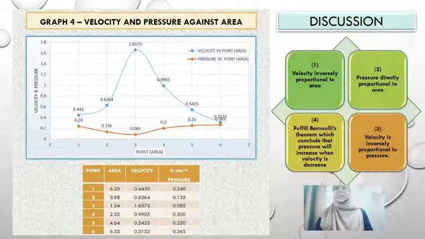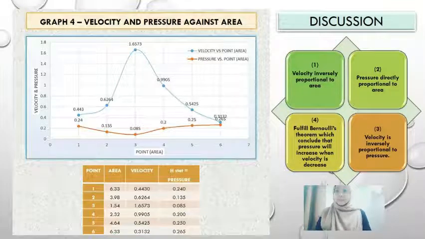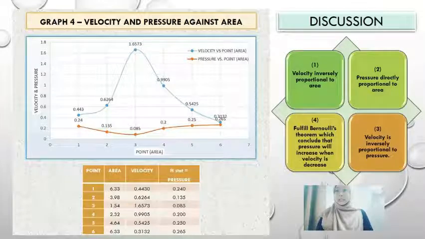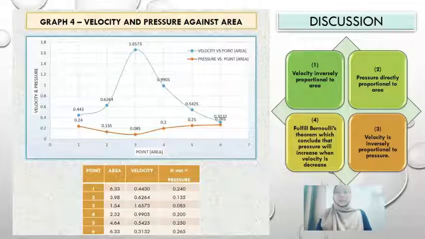So this will be the last graph, which is the comparison between the velocity and the static pressure. As we can see in the graph, the velocity is inversely proportional to the pressure, which is at point 3, we can see that it shows the highest value of velocity, but for pressure, it has the smallest value. So therefore, we can conclude that from this graph, we have fulfilled Bernoulli's theorem, which is when the velocity is increased, the value of pressure is decreased.